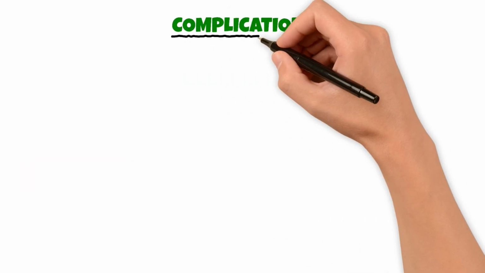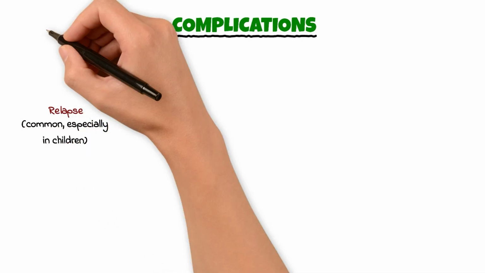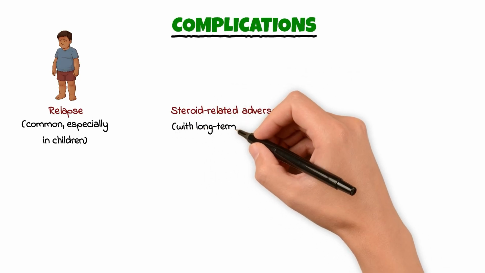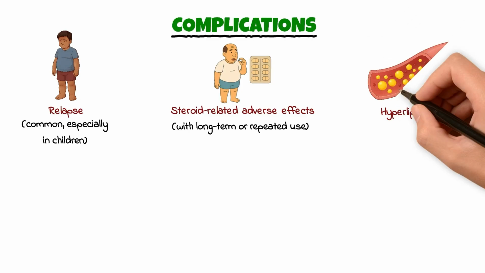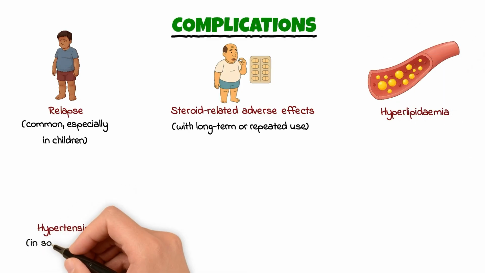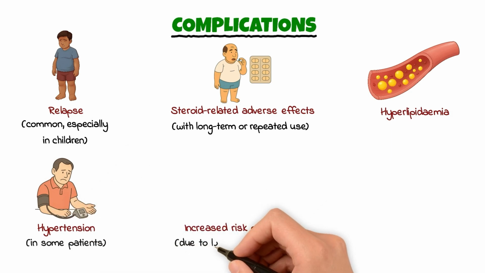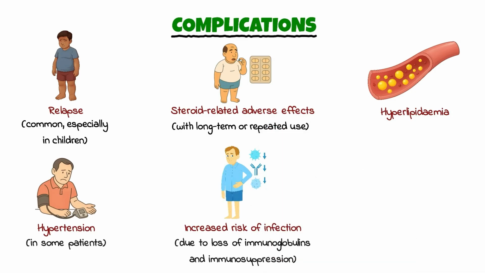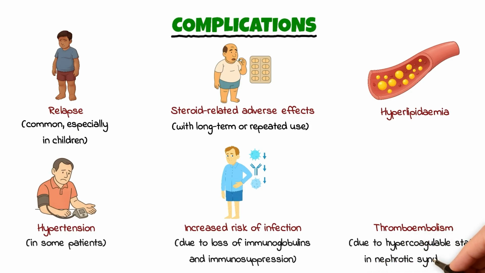Complications. Relapse. This is common especially in children. Steroid-related adverse effects with long-term or repeated use. Hyperlipidemia. Hypertension in some patients. Increased risk of infection due to loss of immunoglobulins and immunosuppression, and thromboembolism due to the hypercoagulable state in nephrotic syndrome.